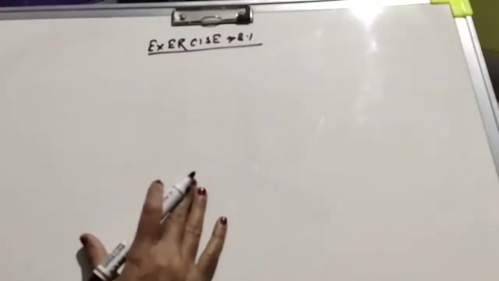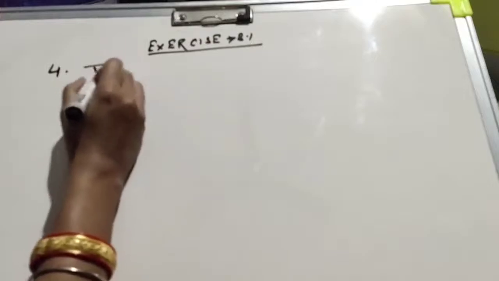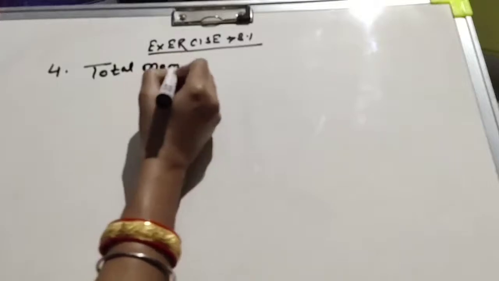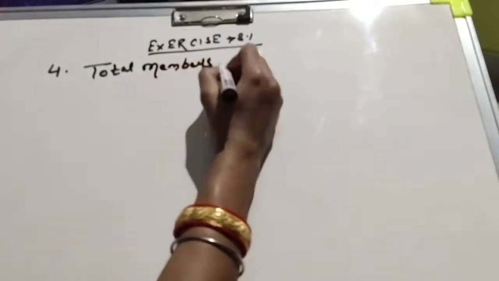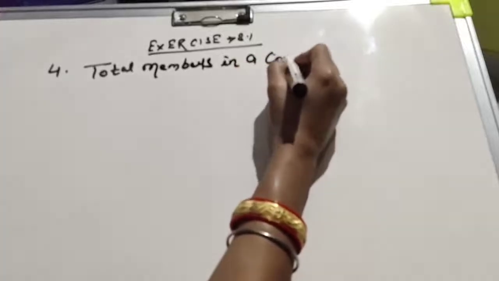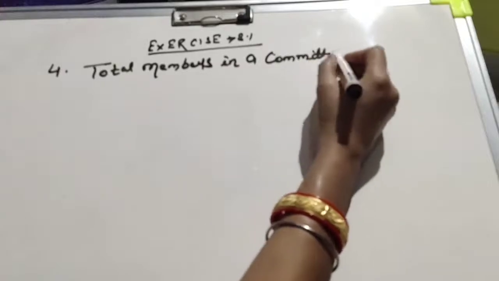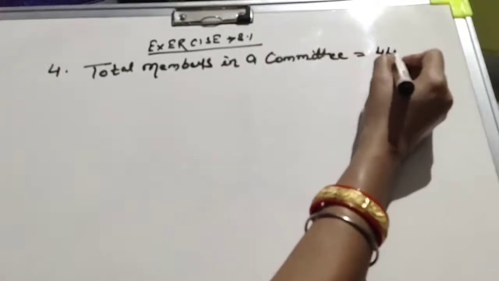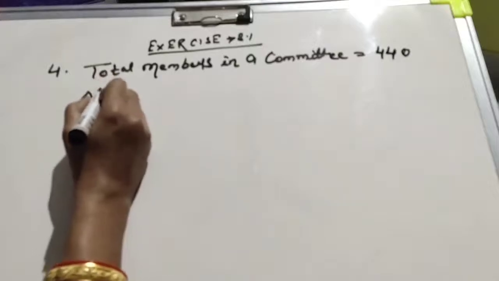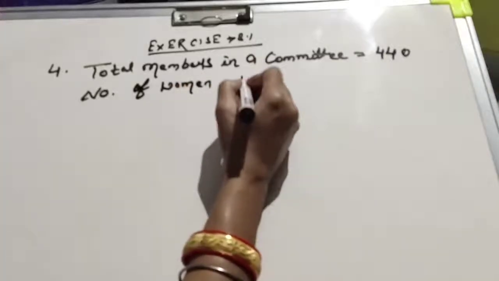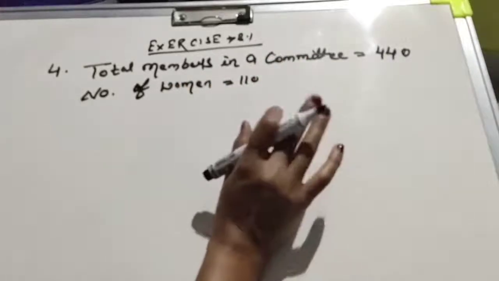Question number 4 is given: in a committee of 440 members. How many members are given? Just you have to note down here. Total members in a committee is given 440. Number of women is given 110. First of all, you will find the number of men.